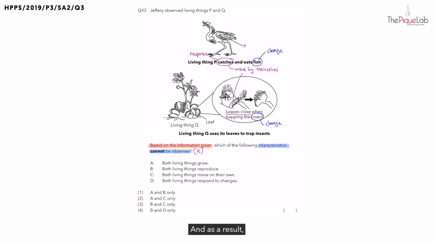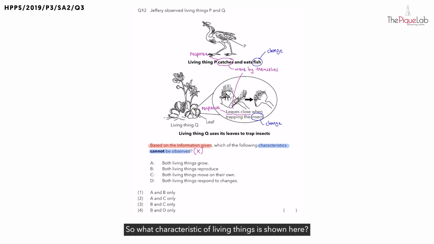And as a result, how do they respond? The leaves of the Venus flytrap are going to close. So this is the response. So what characteristic of living things is shown here? It shows us that it can respond to changes around them. So with this understanding, we are ready to take a look at the statements.